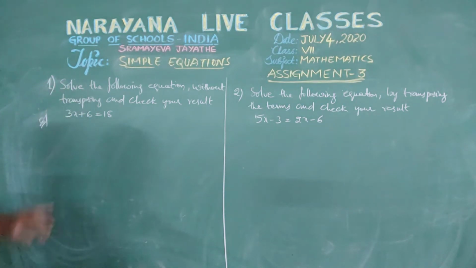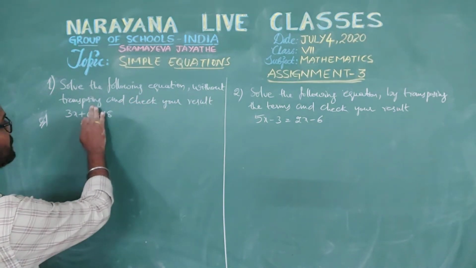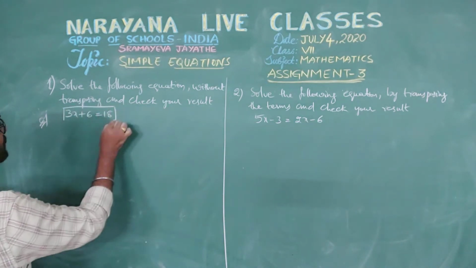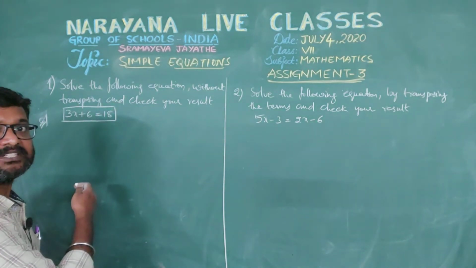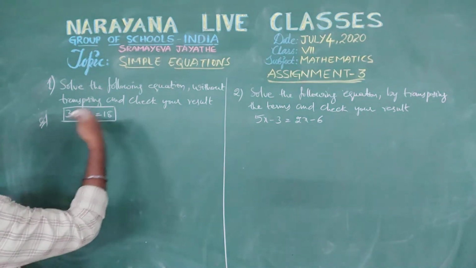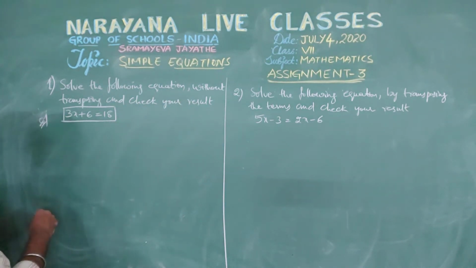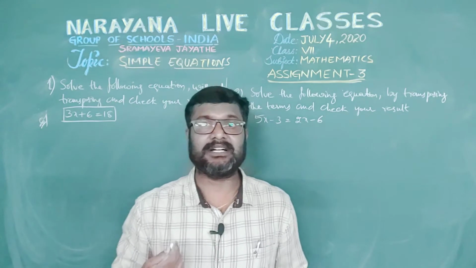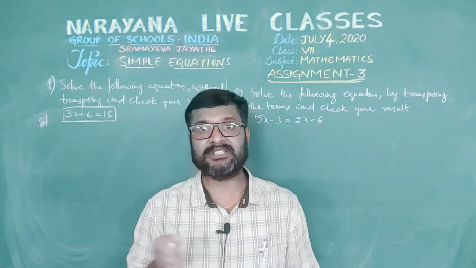Here is the first question. Solve the following equation without transposing the terms and check your result. Here is the equation. We need to solve the equation, that is, we need to find the x value, isn't it? So, without transposing the terms, let us see how. Without transposing means we need to reduce the equation by removing terms one by one.